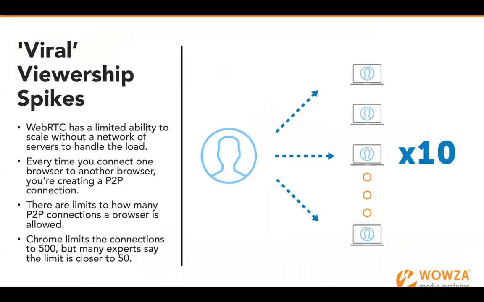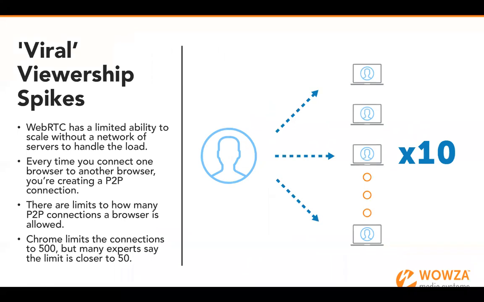So, viral viewership spikes. We talked a lot about how WebRTC is great for small audiences, but what happens if you have a sudden spike in viewership for viral content, or you need to video conference to a large audience? WebRTC alone is not enough. It has a very limited ability to scale without a network of servers that can handle the load.